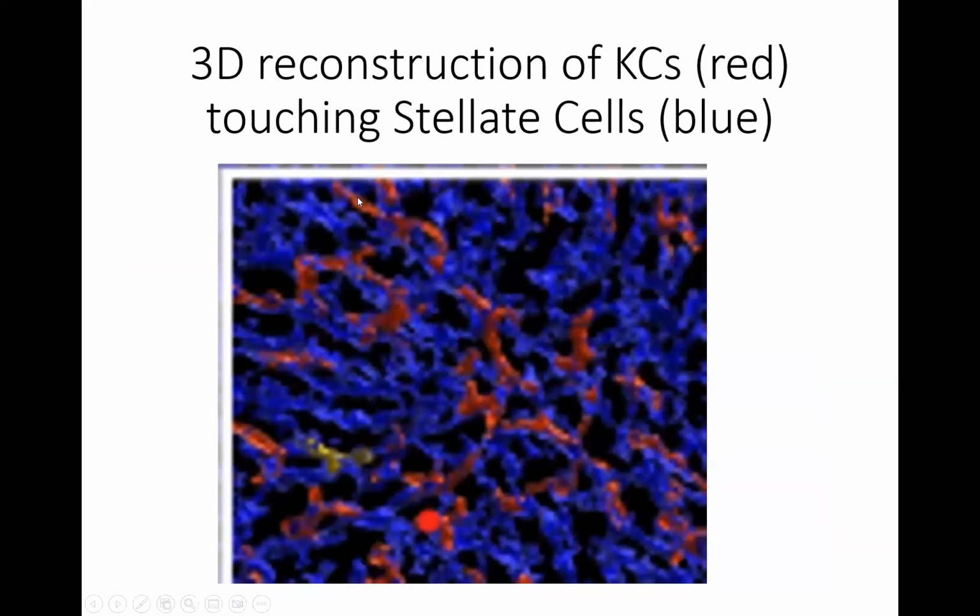Well, the red are the Kupffer cells, the blue are all the stellate cells. And what you can see is that you have these red cells touching blue cells. We have imaging software that tells us with a 3D reconstruction that this Kupffer cell is definitely touching these blue stellate cells. In fact, in this snapshot, only this cell is not touching another stellate cell. So clearly these macrophages reach out and touch all the different cells that tell them to be Kupffer cells and that tell them to catch bacteria really, really well.